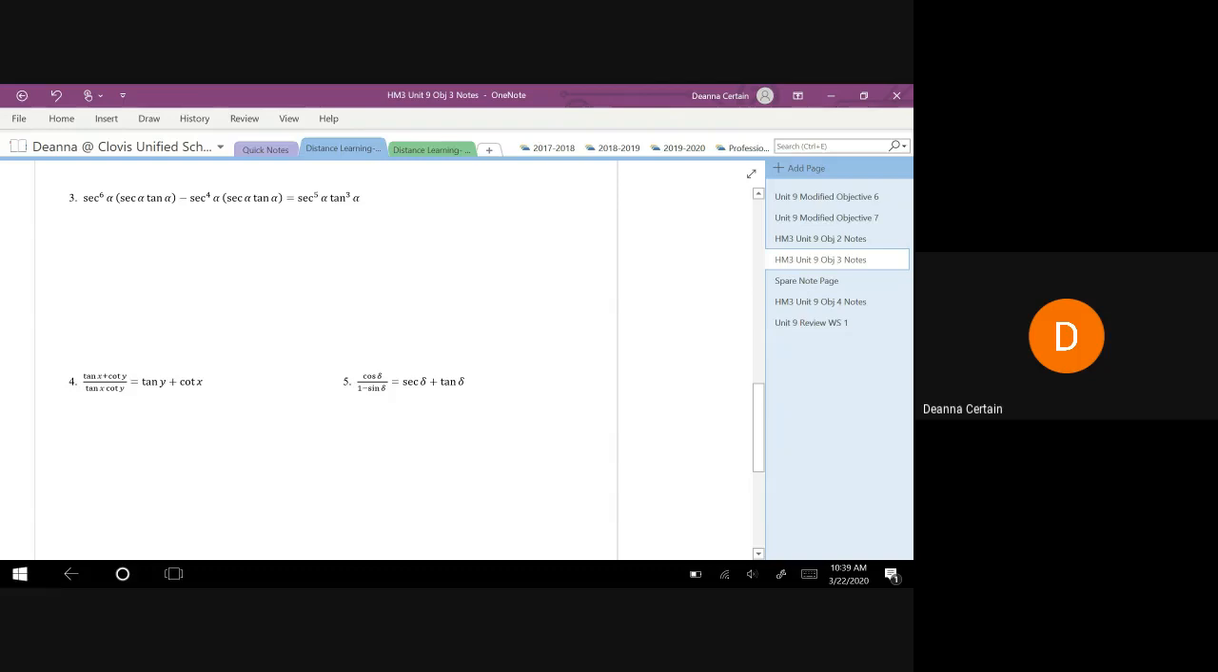Some others chose to factor, and then I saw actually 2 different choices when it came to that factoring. Some factored out just a secant alpha, tangent alpha. Some factored out both the secant alpha, tangent alpha, and the secant to the 4th alpha that these 2 terms have in common. All of these routes work. For me, I did choose to multiply these terms together initially. So secant to the 7th alpha, tangent alpha, minus secant to the 5th alpha, tangent alpha.